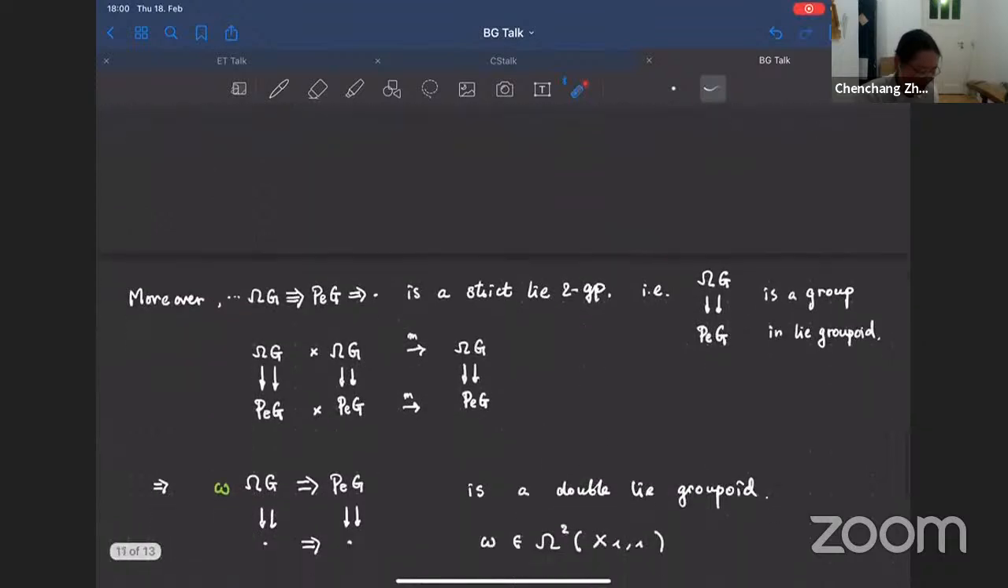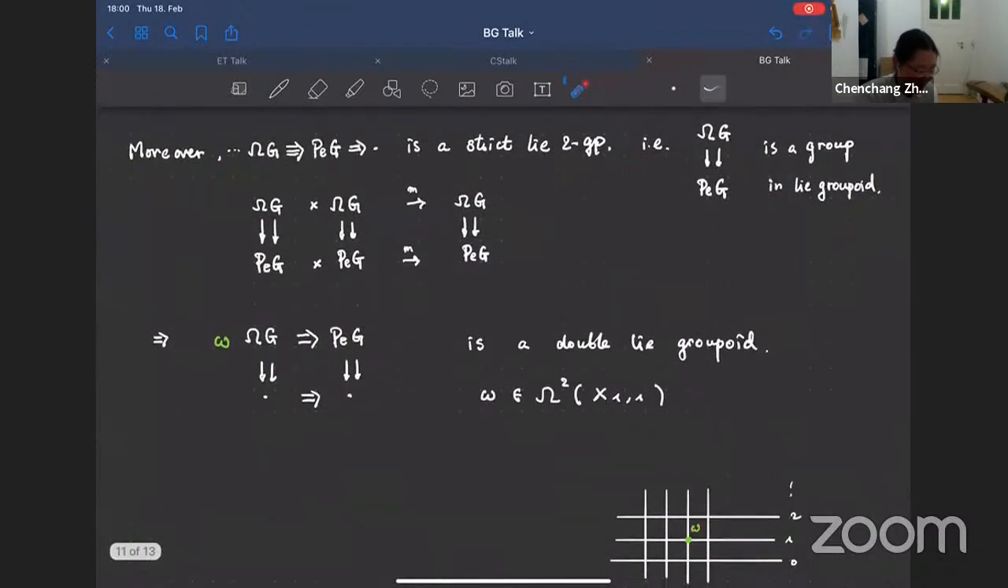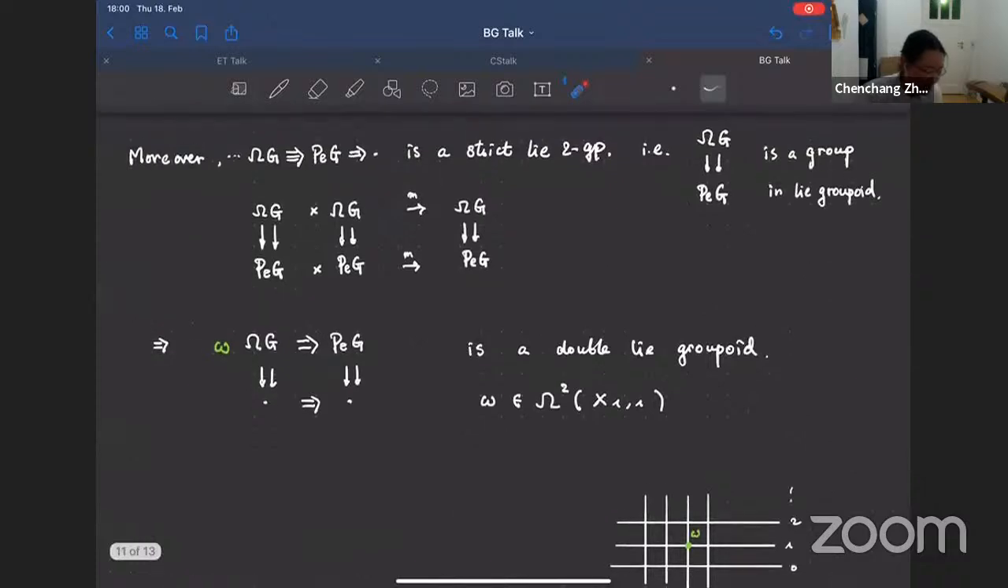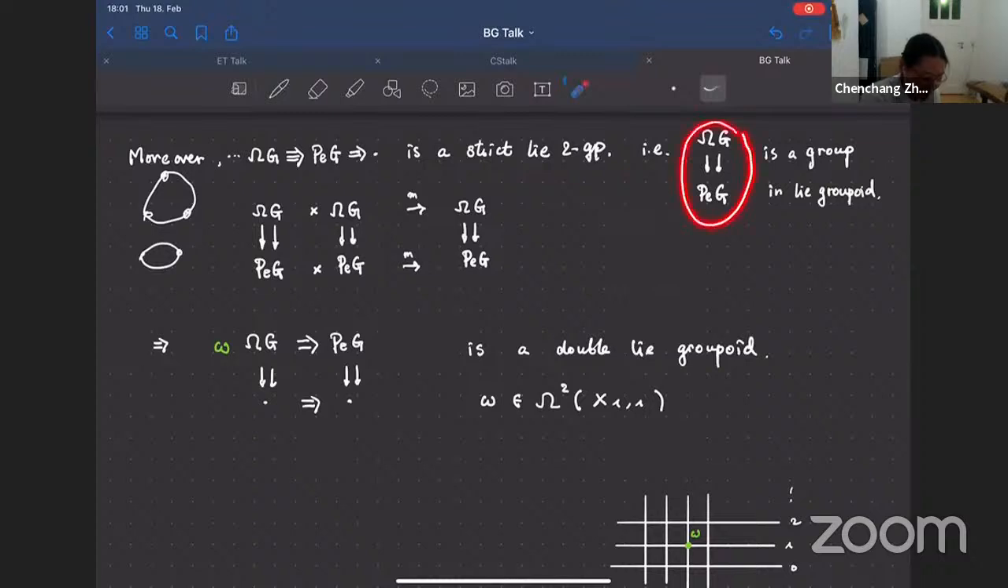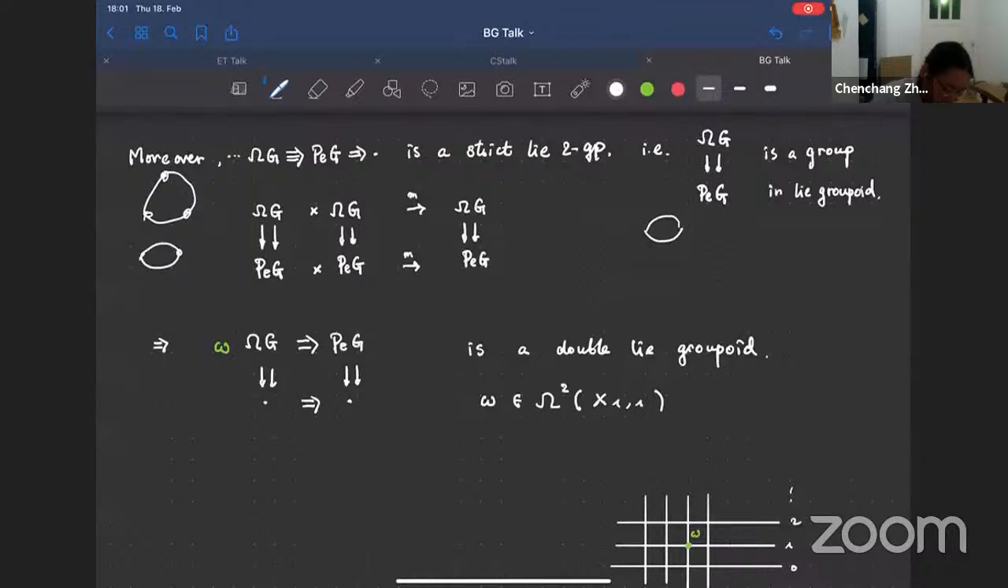Okay, so let's go to the double picture for the rest of the time. Actually, this Lie-2 group is really nice. It's actually a strict Lie-2 group, in the sense that if I take bigons in Omega G, it is still Omega G, because if you take a loop and you take a bigon, it's still a loop. And this Omega G going to PG is a Lie groupoid, right? So the picture is like this.